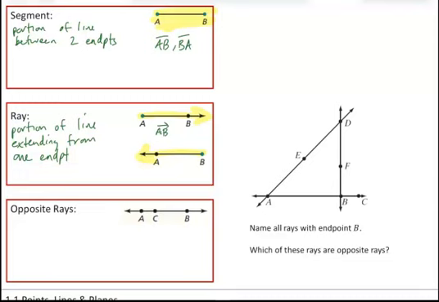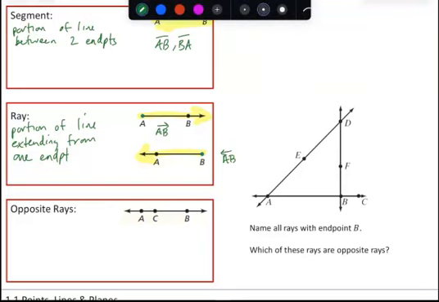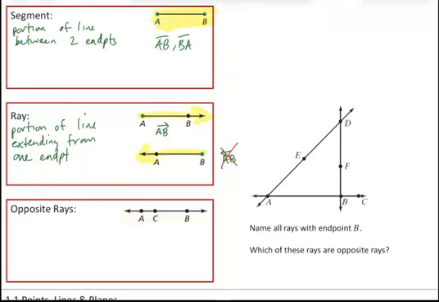The next one, even though it goes in this order, you don't write it this way. So this is not the correct way to name this ray. Okay, you write it in the same order. The ray symbol is going to point to the right. You start with the endpoint of the ray, and then your second point is some point that the ray passes through. So ray BA is how you would name the ray on the bottom.